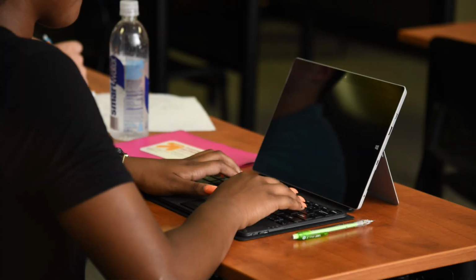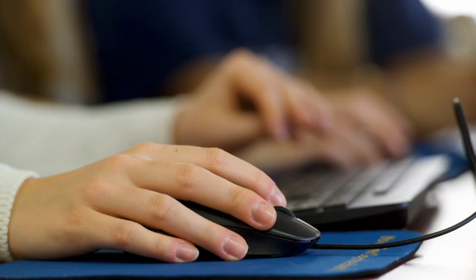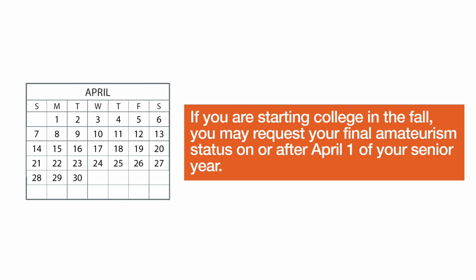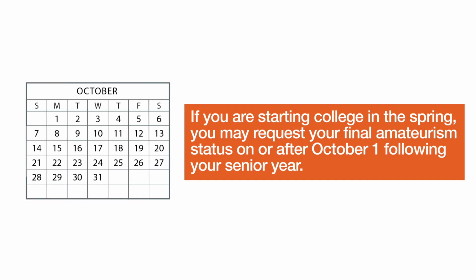In some instances, the NCAA Eligibility Center staff may need to gather additional information to evaluate your amateur status. However, more than 90% of student athletes who register are automatically certified. You will need to request your final amateurism certification from your Eligibility Center account. If you are starting college in the fall, you can request your final amateurism on or after April 1st of your senior year. For those starting college in the spring, you can request your final amateurism on or after October 1st.